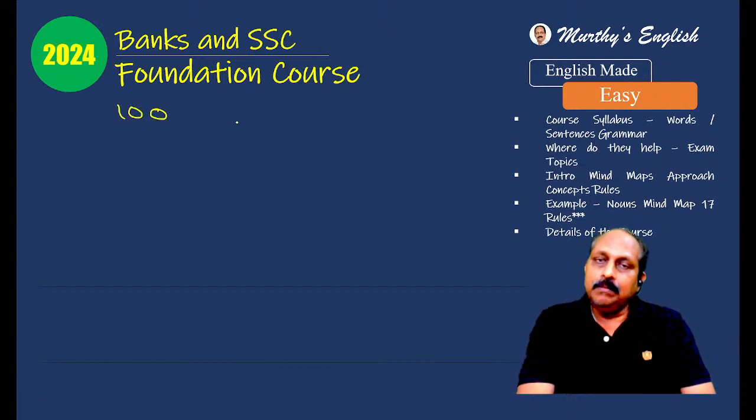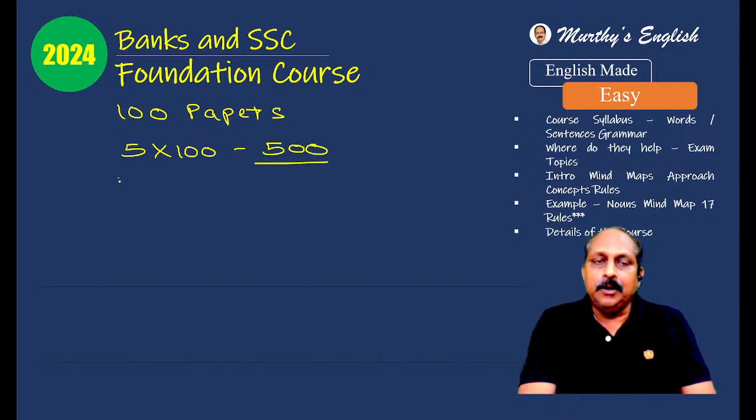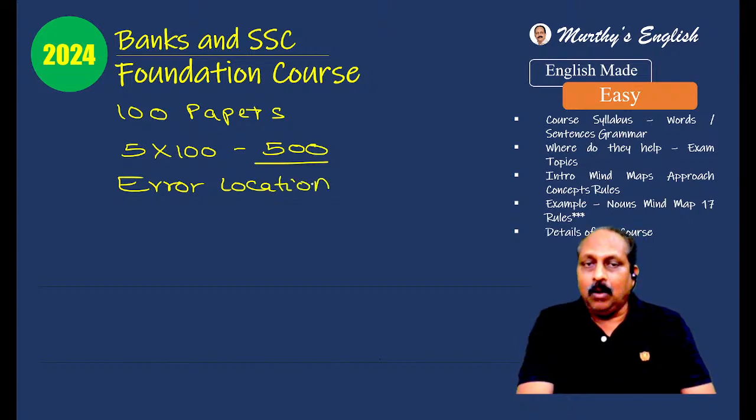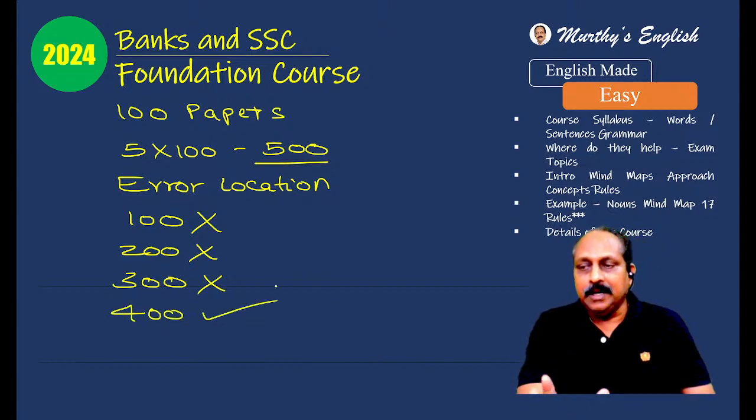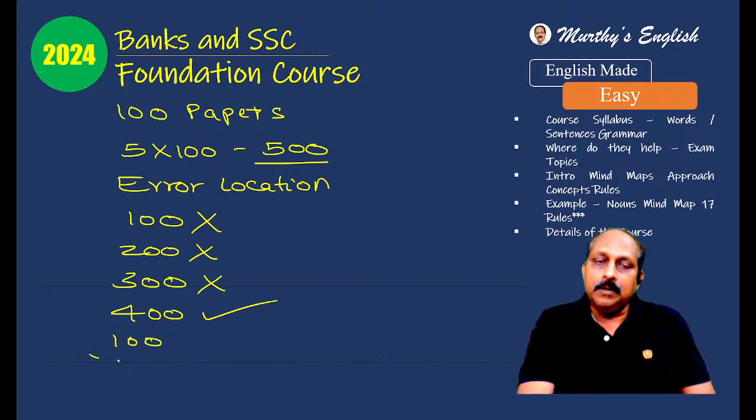Imagine there's a book published, previous year's papers, 100 papers. Each paper, 5 questions based on error location. That means 5 into 100, how many questions? 500 questions, error location. Before you take the exam, imagine you worked on these 500 questions. You could answer only 100. You are not ready for the exam. You could answer 200. Still, you're not ready for the exam. 300. Still, you're not ready for the exam. Imagine 400. Yes, you're ready for the exam. Then you should wonder, what about the remaining 100?